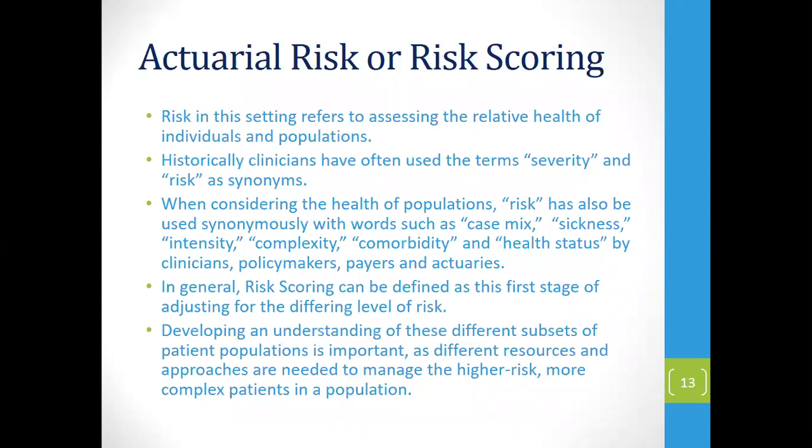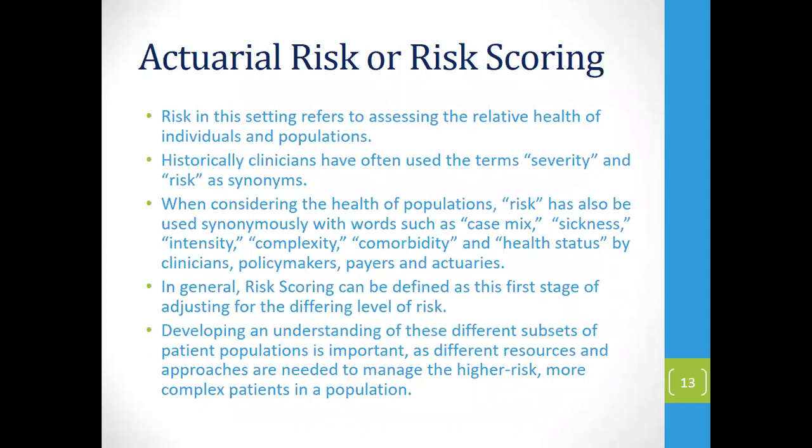So in general, that risk scoring is sort of the first stage of adjusting for different levels of risk. So if somebody has, say, diabetes and congestive heart failure and COPD, they have three pretty significant chronic health conditions, they're going to be at higher risk. They're going to have more severity. They're going to have more comorbidities and be more complex, and therefore probably be expected from an actuarial sense to cost more to care for in the next year than somebody who is either healthy or only has one of those three chronic diseases to deal with.